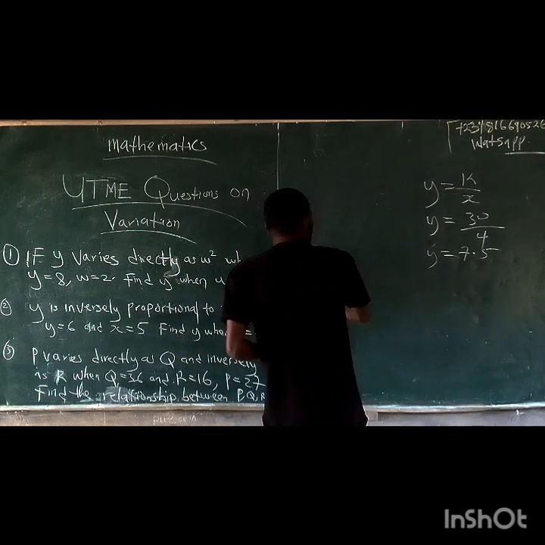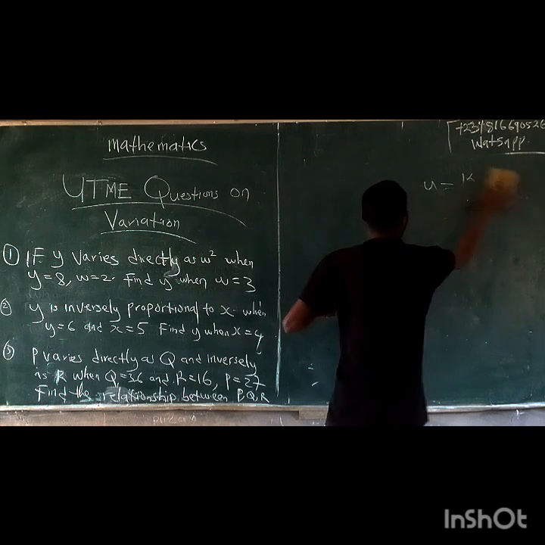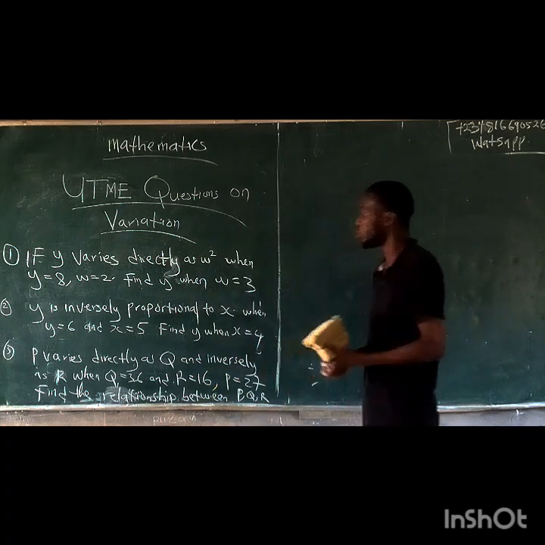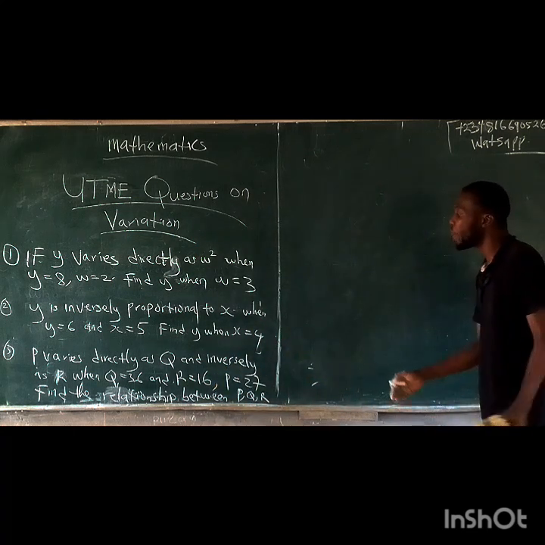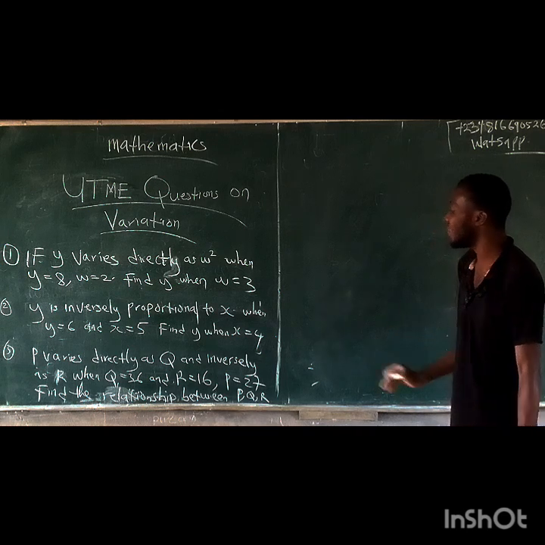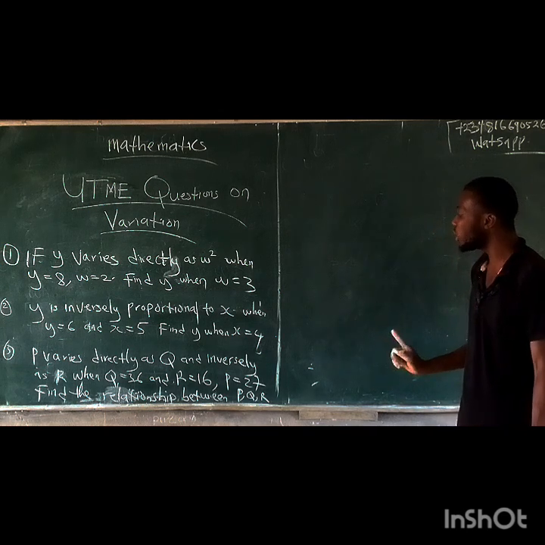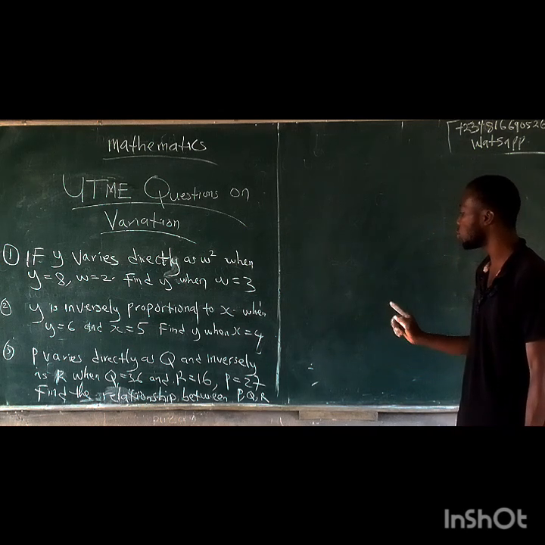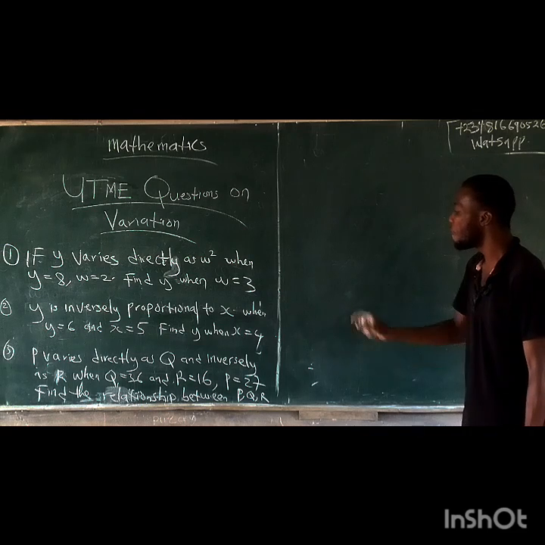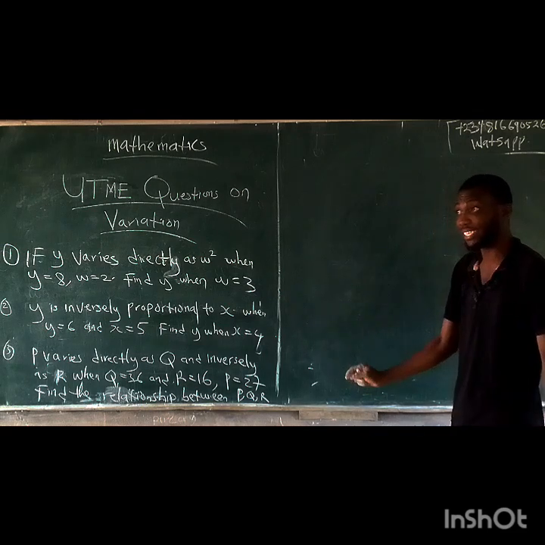Now, we are going to look at the third question, which is: p varies directly as q and inversely as r. When q equals 36 and r equals 16, p equals 27. Find the relationship.